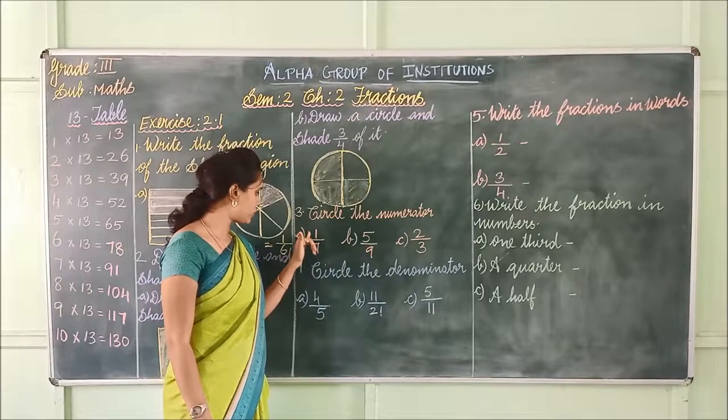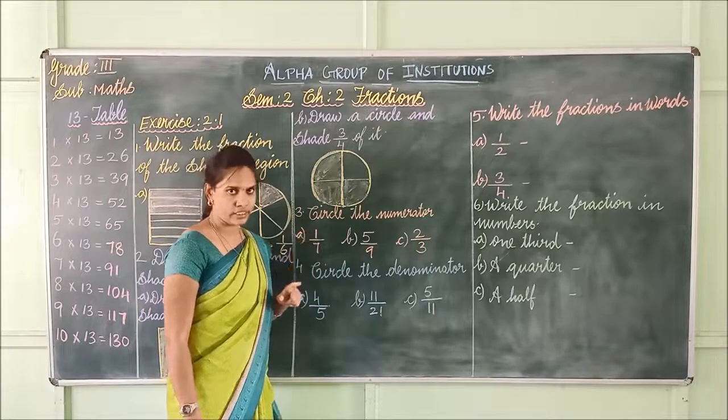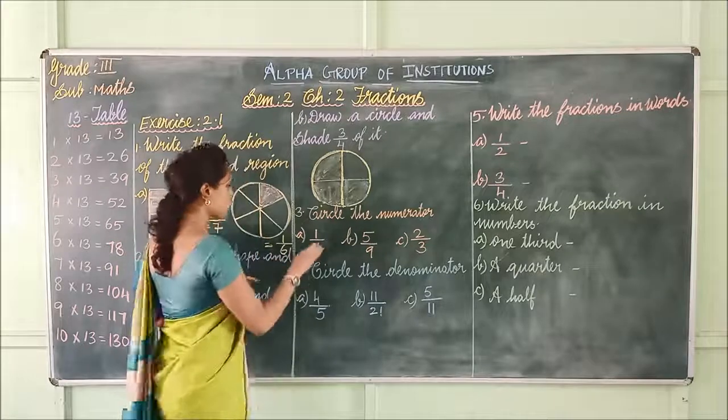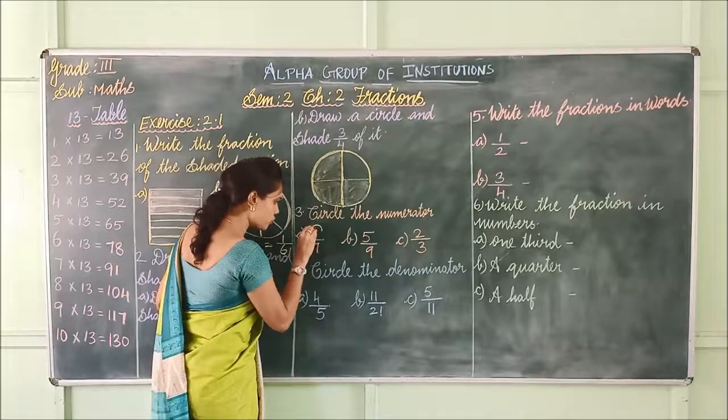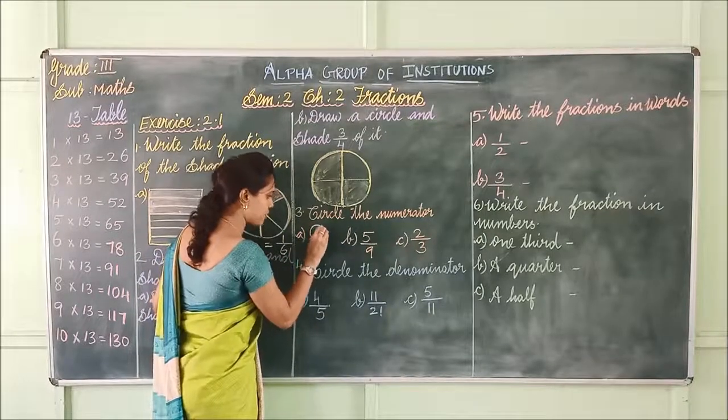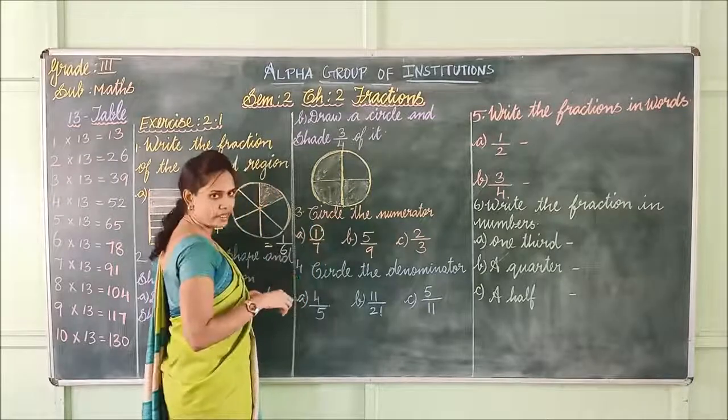The number which is on the top is the numerator. Okay, I have said already. So you have to circle the numerator. So here 1 by 7. So 1 is the numerator.